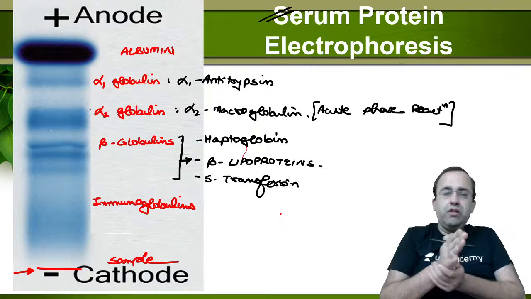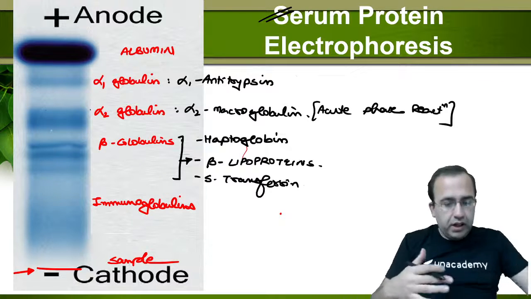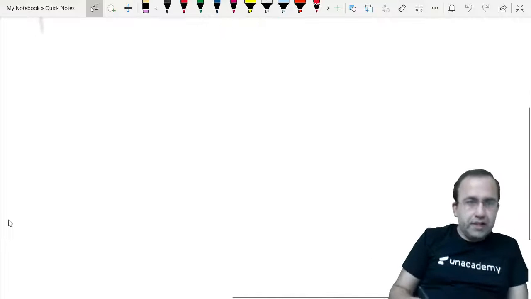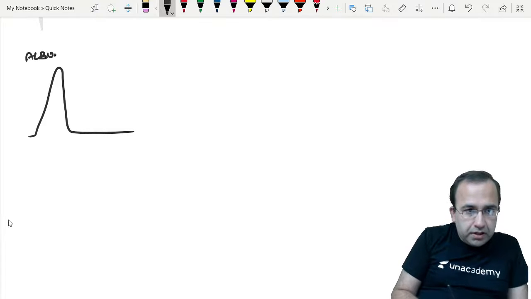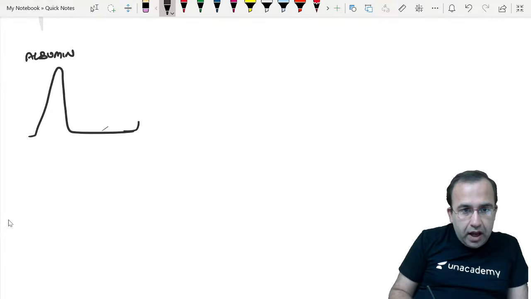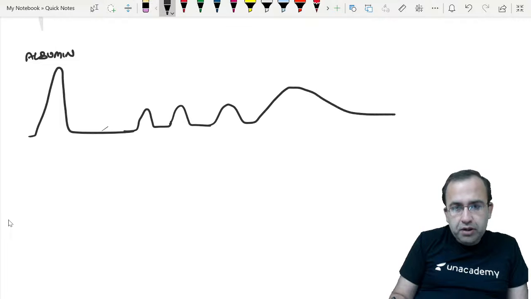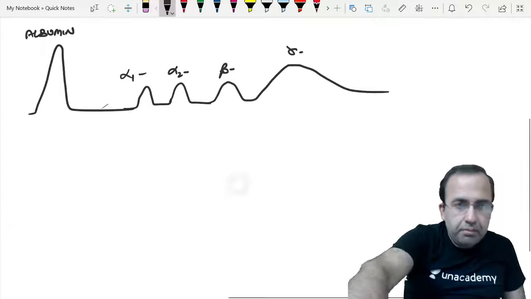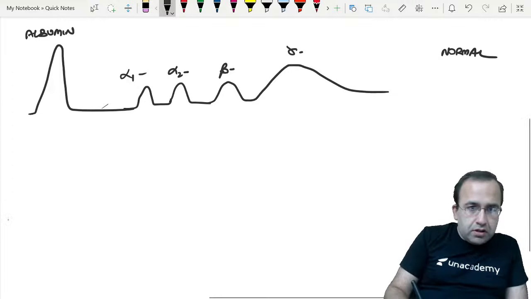Now, every time I have to give a report to the clinician, I will not send him this whole protein electrophoresis chart. We can depict the same as a flowchart also. So, if I have to make a flowchart of the same, I can denote it as albumin, the broadest and the biggest band, followed by alpha 1 globulin, alpha 2 globulin, beta globulin and gamma globulins. I can depict normal in this manner also.